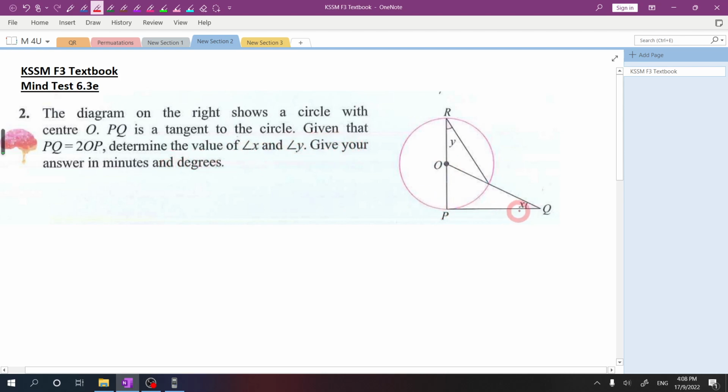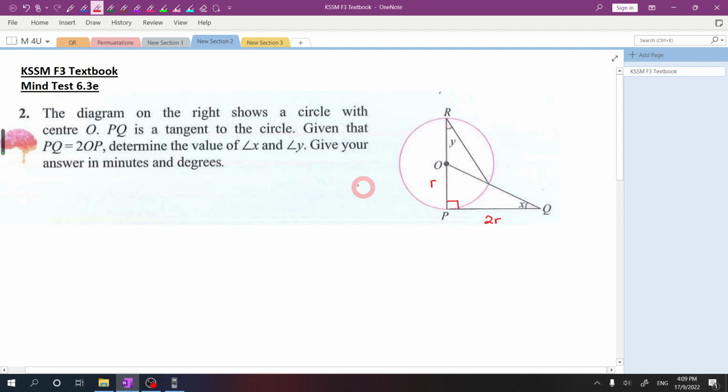So if this is a tangent, and this is a radius, then we know that here will be 90 degrees, right? The question tells you that PQ is equal to 2OP. OP is a radius, so I just let it be R centimeters. If here is R centimeters, PQ is 2 times of this, so PQ will be equal to 2R centimeters.